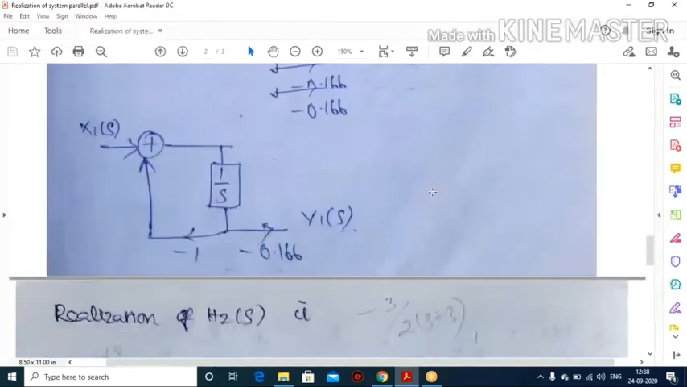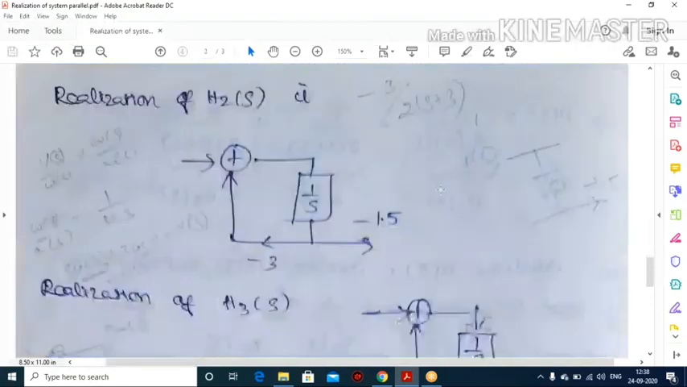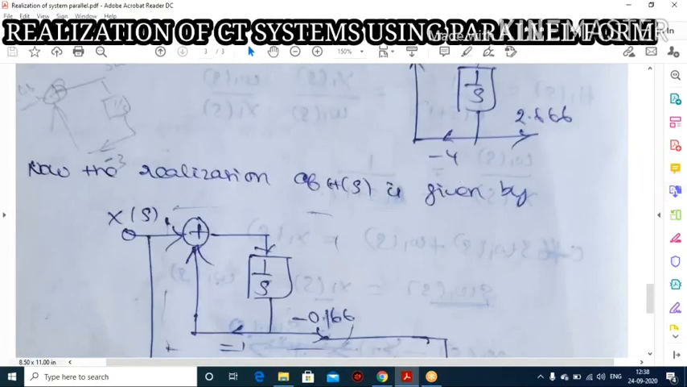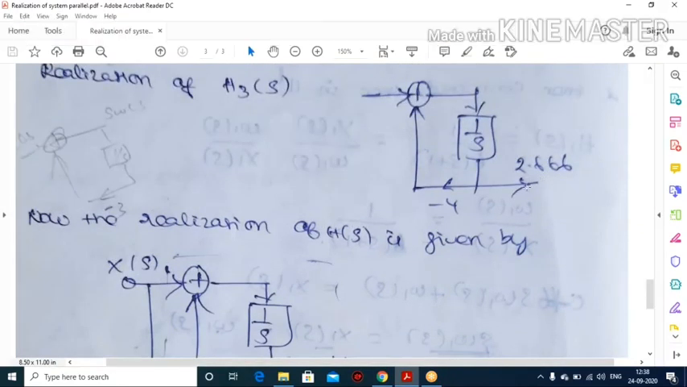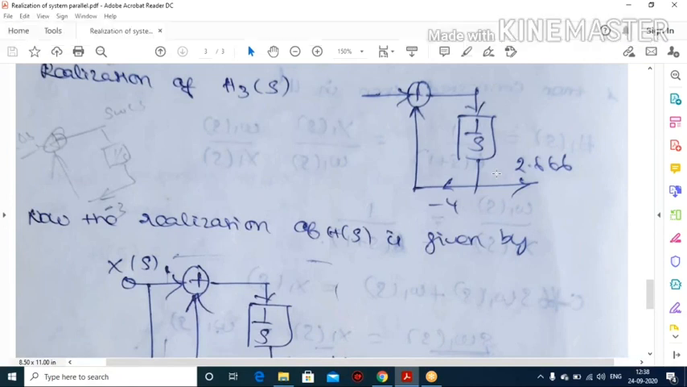Then 8 by 3 is y2 of s divided by w2 of s, which is equal to 8 by 3. So 8 by 3 is 2.666. Draw a diagram like this. So this is your final realization structure. Okay, so just work it out in your notebook.